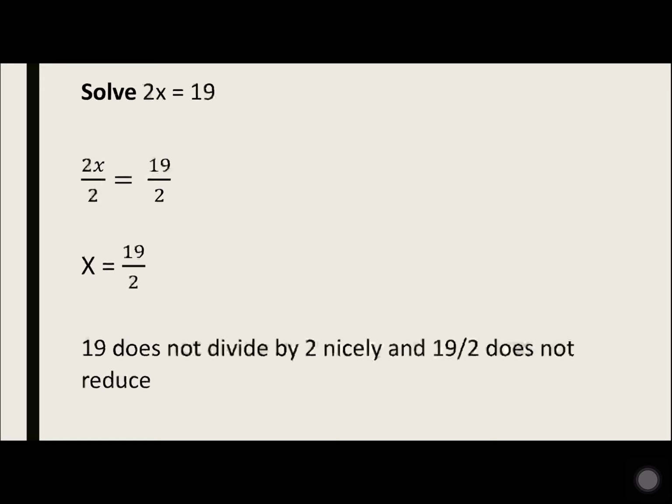Solve. 2x equals 19. Divide by 2 on both sides. 19 over 2. 19 does not divide by 2 nicely, and 19 over 2 does not reduce. So that is the answer.